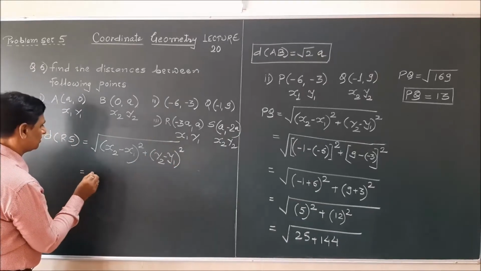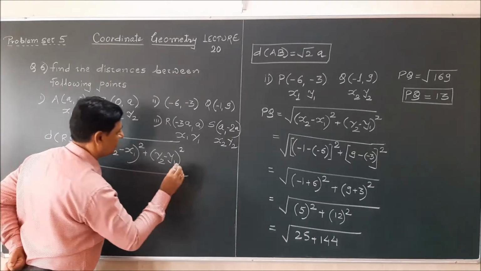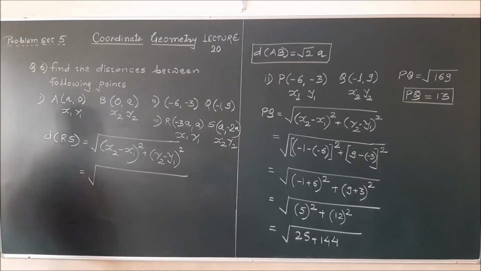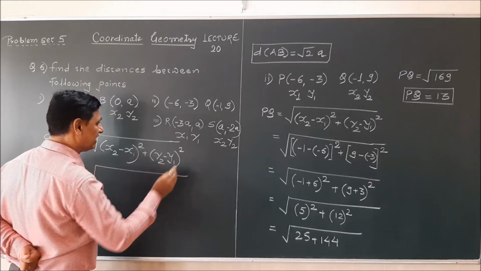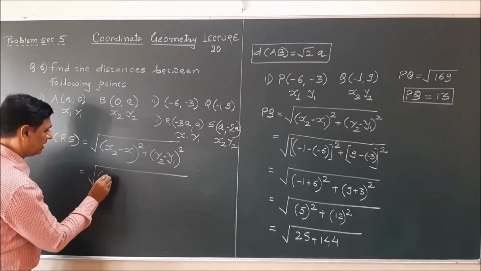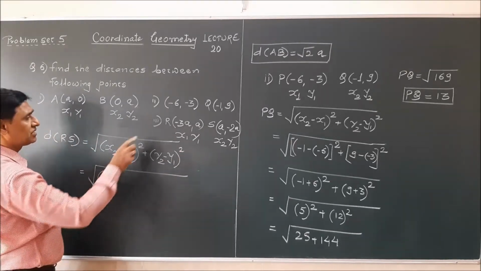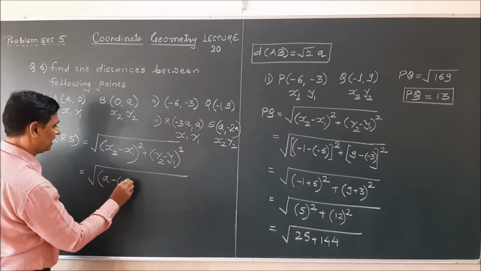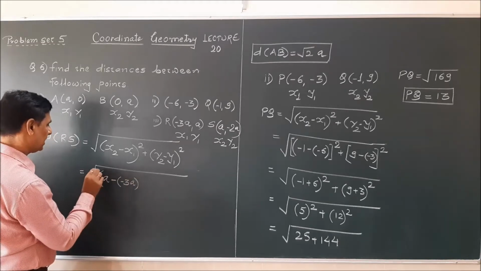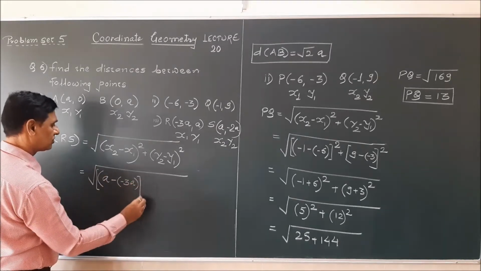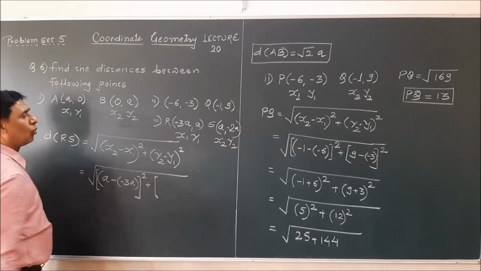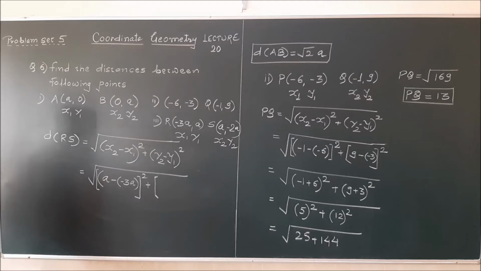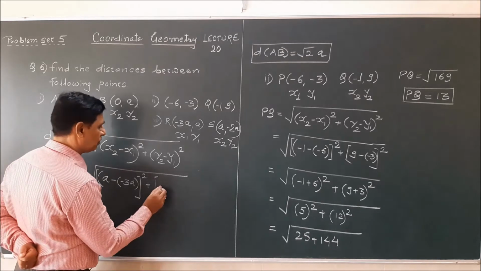That is equal to root of (x2 minus x1) the whole square plus (y2 minus y1) the whole square. x2 is a. So a minus x1 is minus 3a. Be careful here. The whole square plus y2 minus y1, the whole square. So minus 2a.